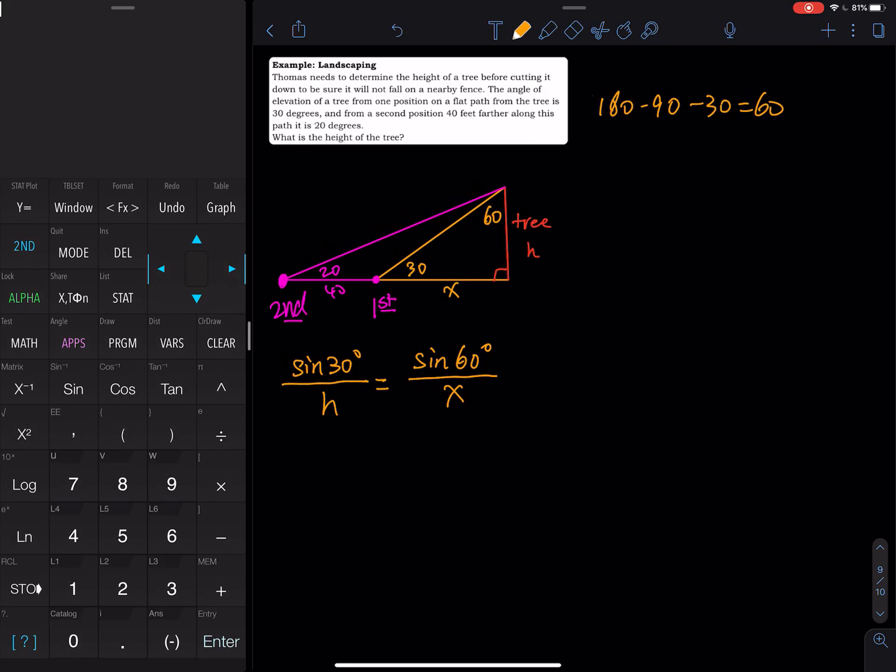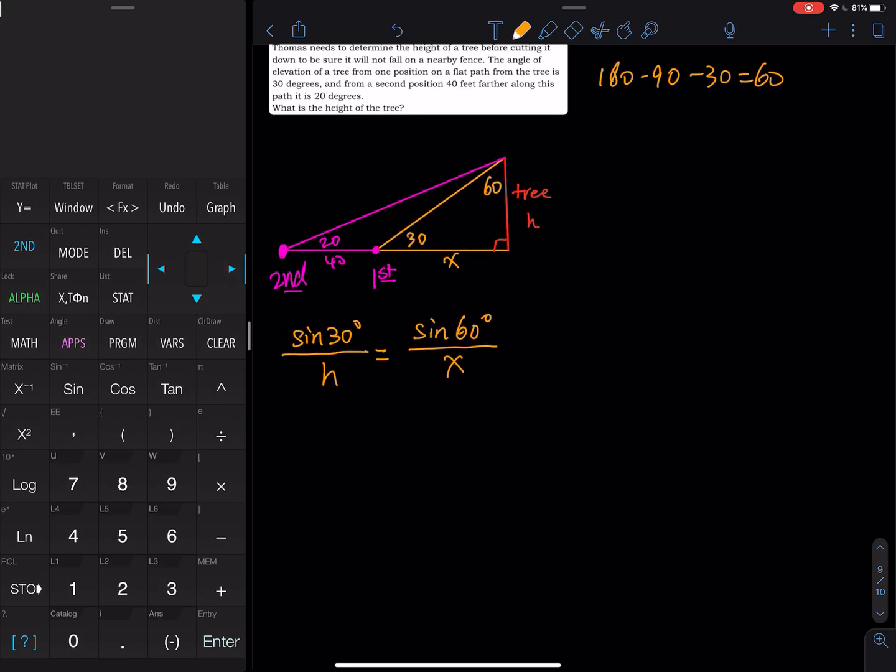But let's put x on one side because we are going to perform a substitution. So cross multiply: x times sine of 30 degrees equals h times sine of 60 degrees. And then x equals h times sine of 60 degrees divided by sine of 30 degrees. Okay, this is not solvable yet.